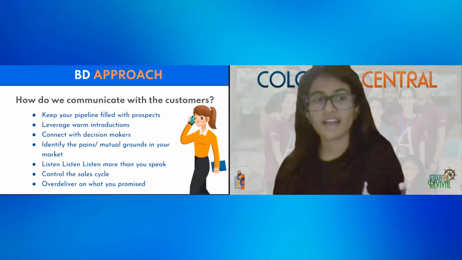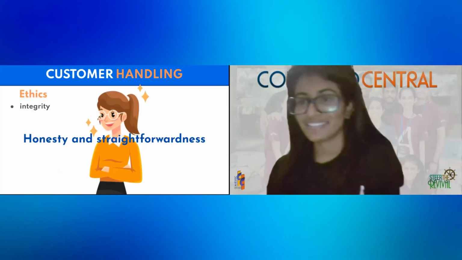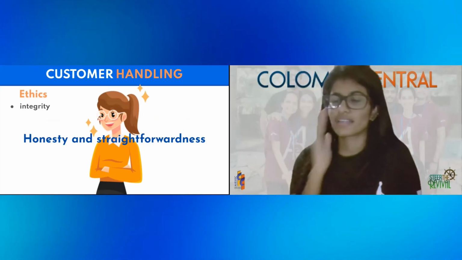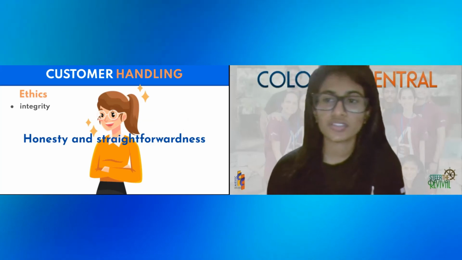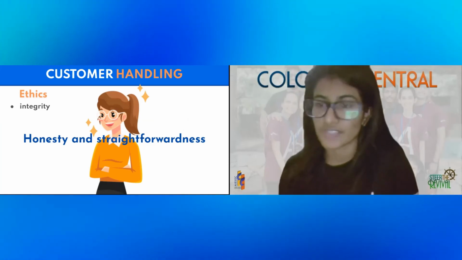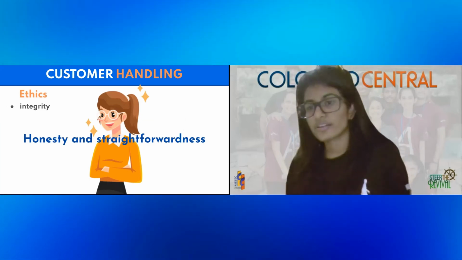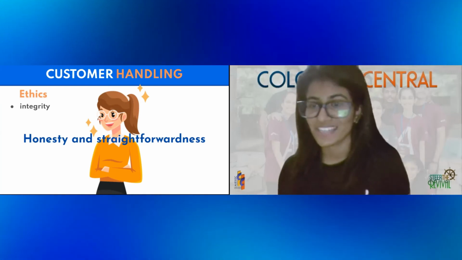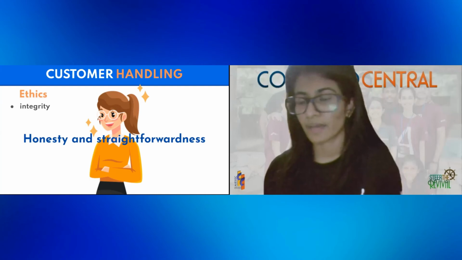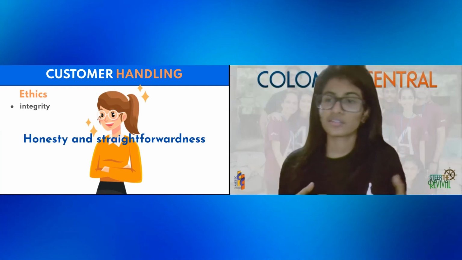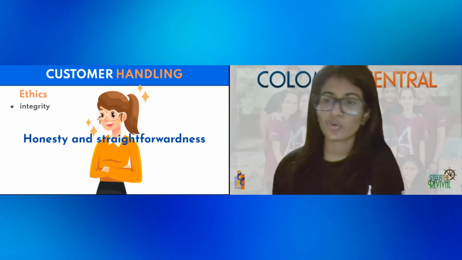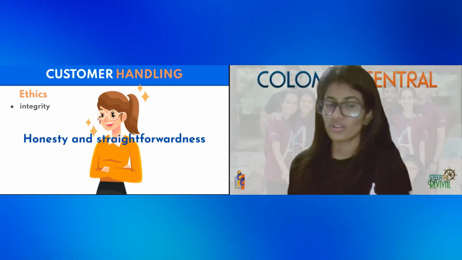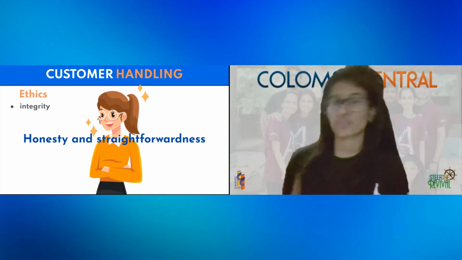So the last bit, I keep saying the last bit, but I just want to take you through some BD ethics. These are things we should have within ourselves, which is integrity. Integrity is being honest and straightforward. When you talk to your partners, don't ever lie to them about the benefits you can give them. Don't ever lie about the deliverables that you cannot give them. Don't promise things that you can't fulfill. So be honest and straightforward.